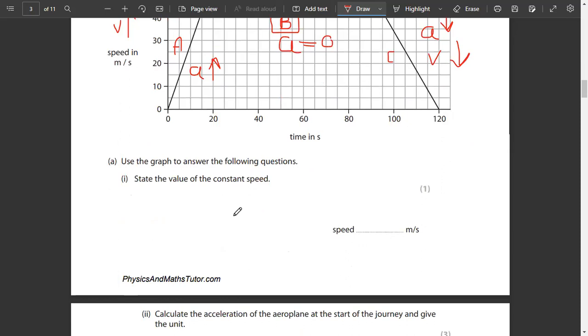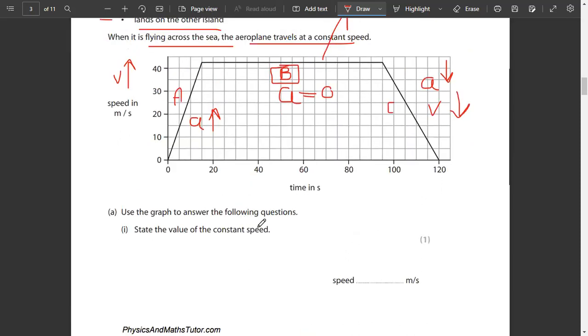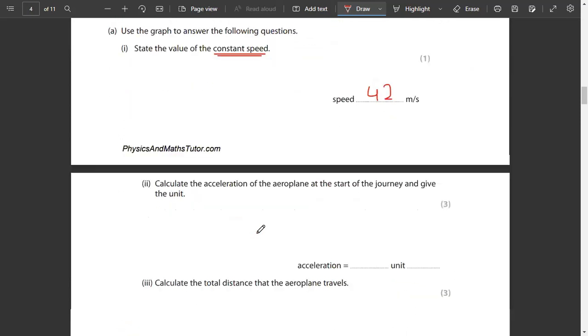Use the graph to answer the following question. State the value of the constant speed. तो constant speed कितनी थी? हम देख लेते हैं. This is the straight line. The straight line आपके पास आ रही है around, it's 42. 42 meter per second was your constant speed. The area where the line was actually straight, वो आपके पास क्या है, ये constant speed. यहाँ से हमने देख लिया, it is 42, क्योंकि one box जो है, one box represents 5. तो 5 का भी अगर हमने आधा किया तो that is 2 more, तो 42 would be your correct value for the constant speed of the aeroplane.